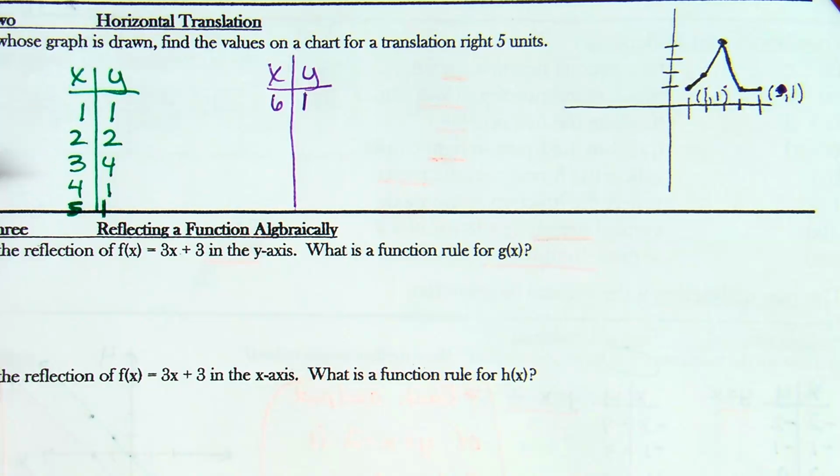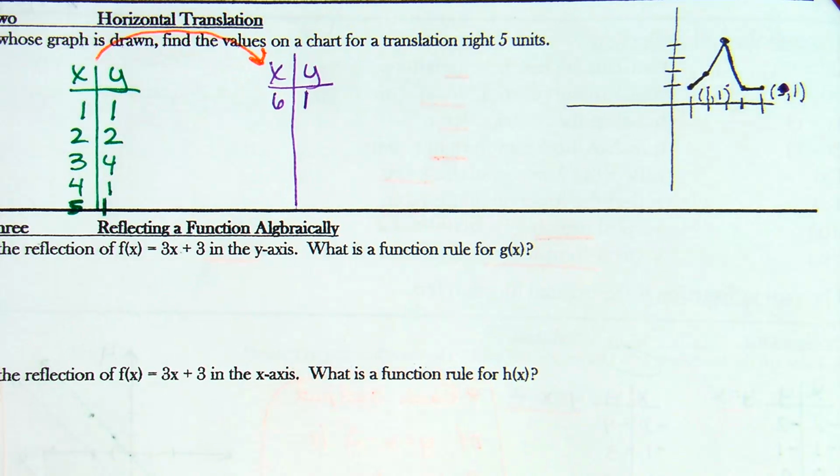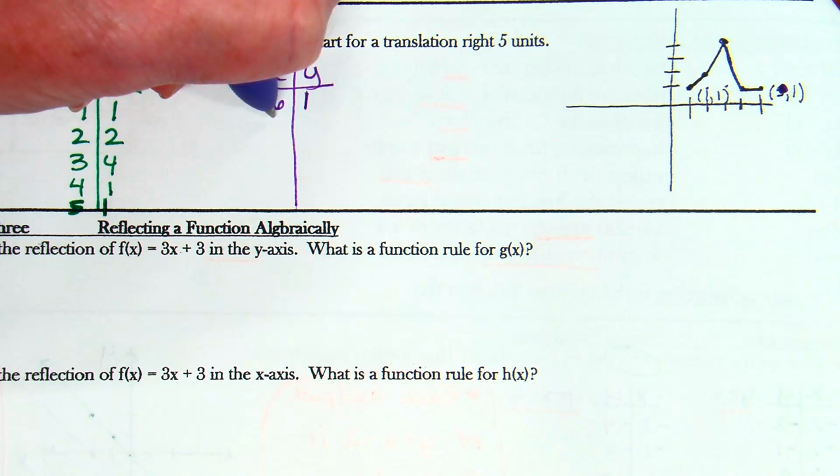Now, you have a choice. You can redraw the whole picture and get your ordered pairs that way. Or what's the shortcut? Can we use our XY chart and just move it over? So what does 2, 2 become? Not 2, 7. 7, 2.